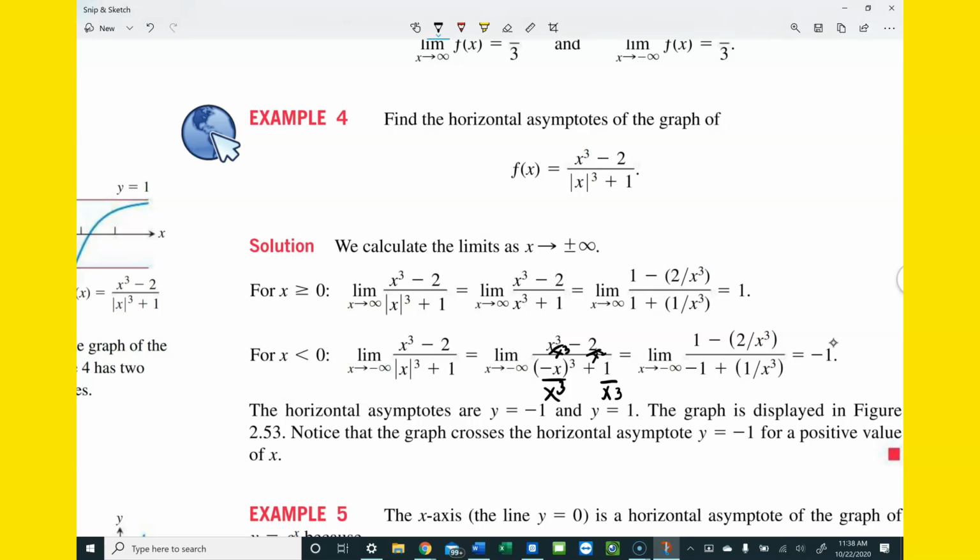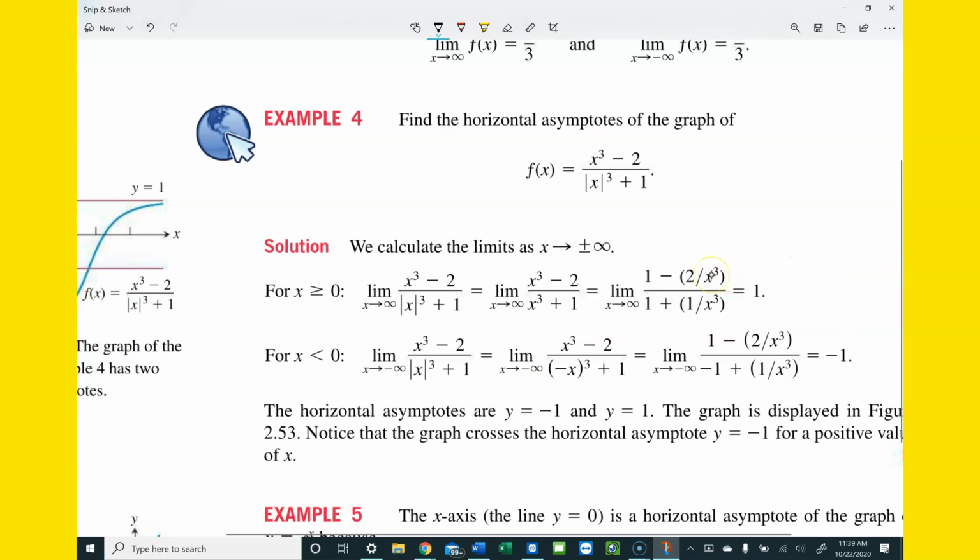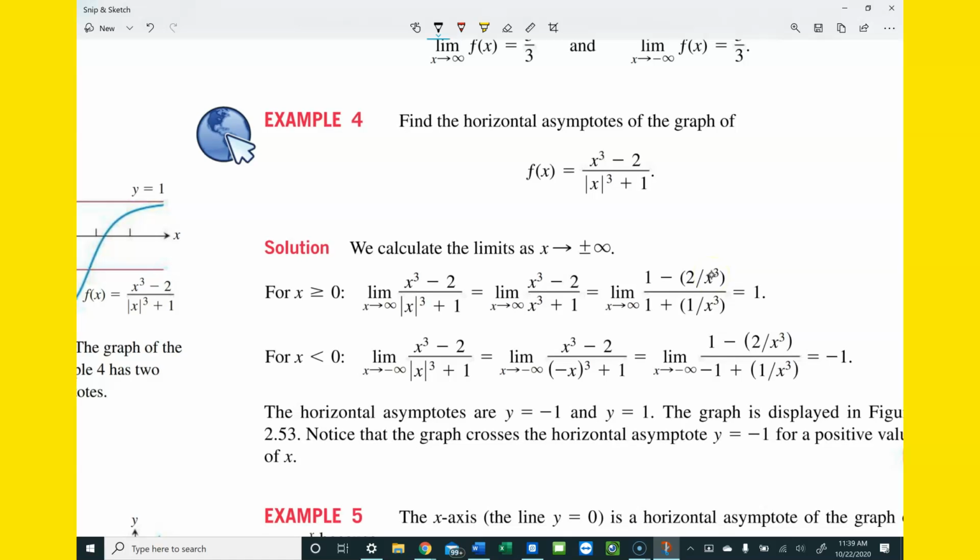Okay, and so now this one becomes a 1. This one, though, becomes a negative 1. And this is still 2 over x cubed and 1 over x cubed. So this goes to 0, this goes to 0, and we end up with 1 over negative 1, which would be negative 1. So this was kind of a strange one where the limit as x approaches positive infinity is 1, whereas the limit as x approaches negative infinity is negative 1.